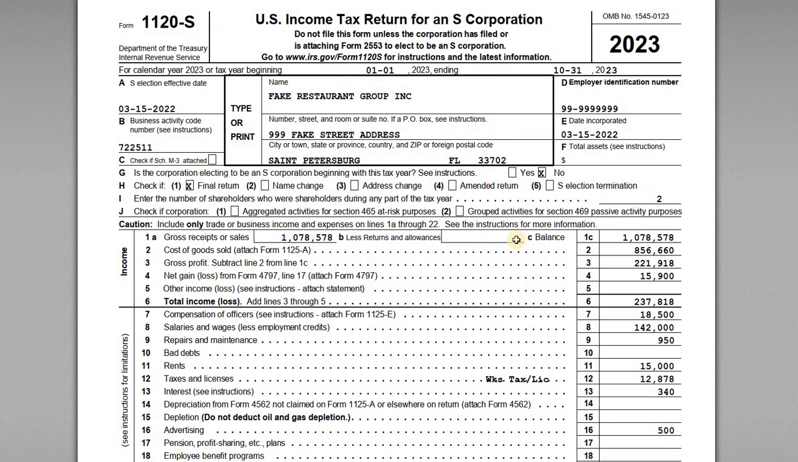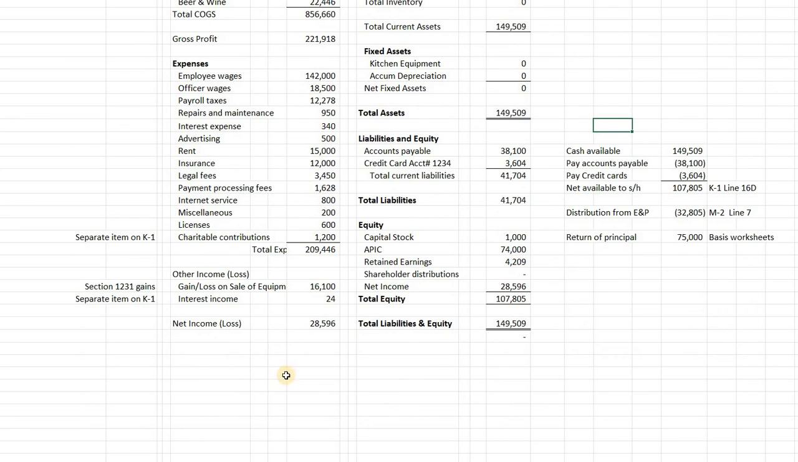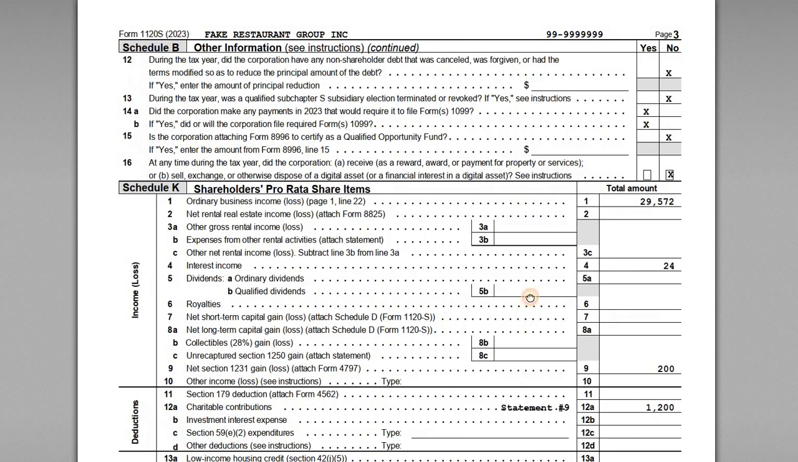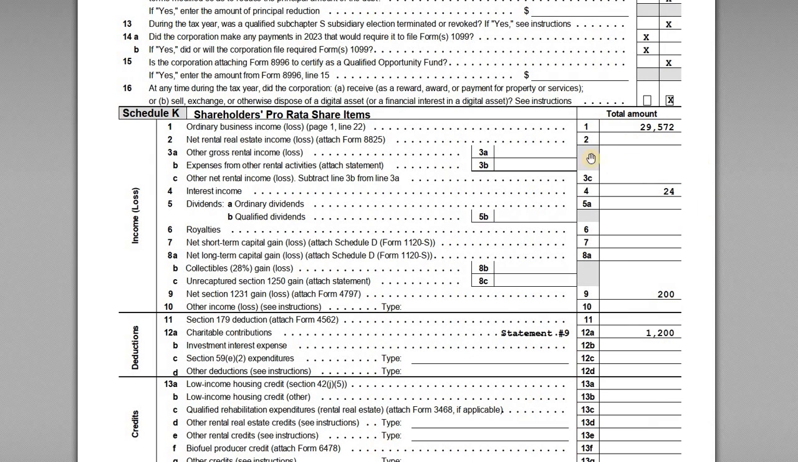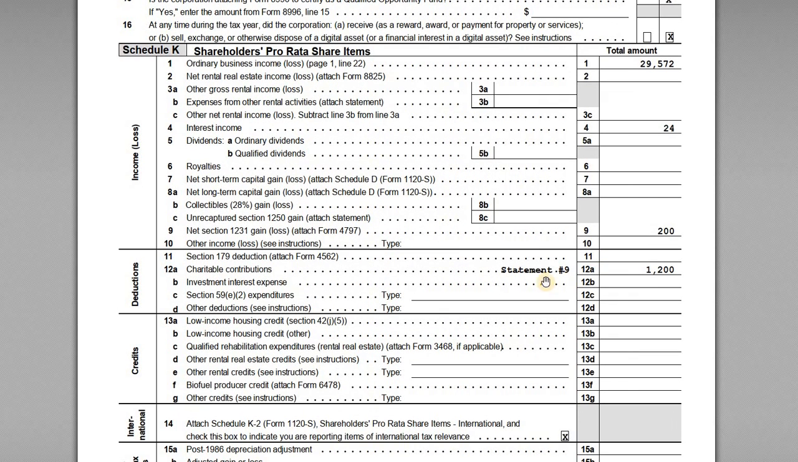Now let's go back to the financial statement. So we've got the fixed assets that are disposed of. Interest income, so that is also a separately stated item. So that goes on the K1. So interest income separately stated on the K1, line 4, $24. And then the charitable contributions, also a separately stated item. Right, so charitable contributions separately stated on line 12A.